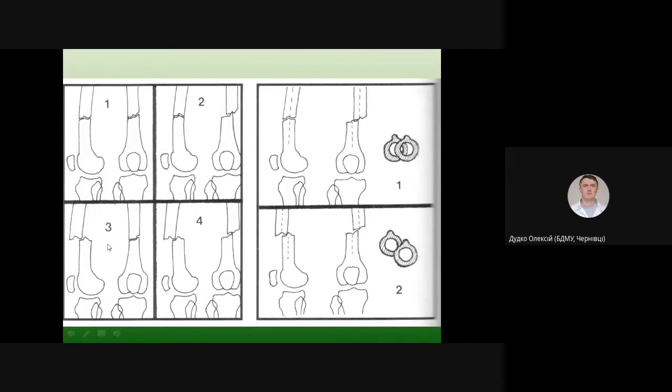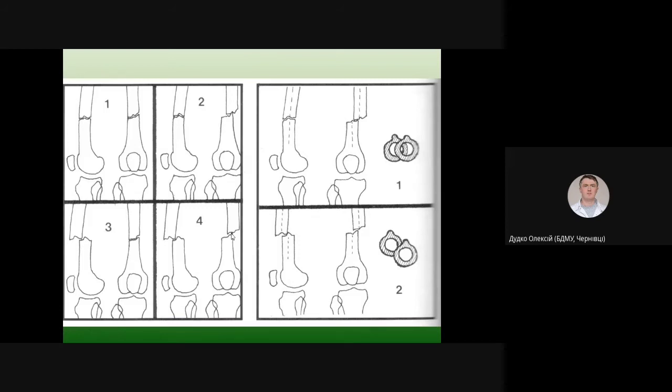The third picture is quite different. On the AP view, we don't have any shift, so we don't have lateral displacement. But on the lateral view, we have the shift of the distal fragment to the posterior side. So actually we have a complete posterior displacement. And the fourth picture shows us both types of displacement. We have posterior displacement and we have lateral displacement. So that is a fracture with posterior lateral displacement.